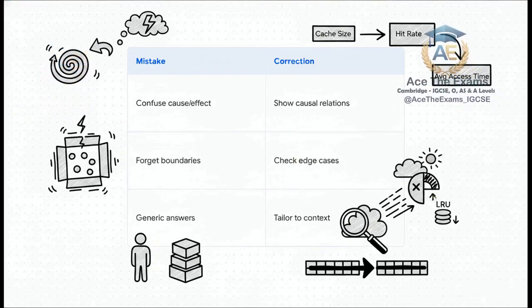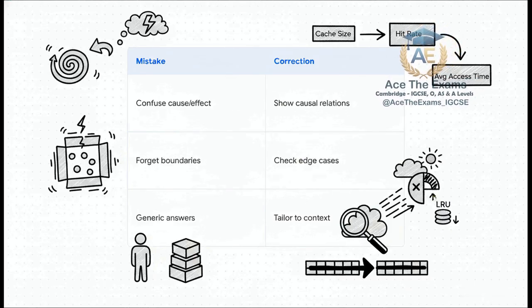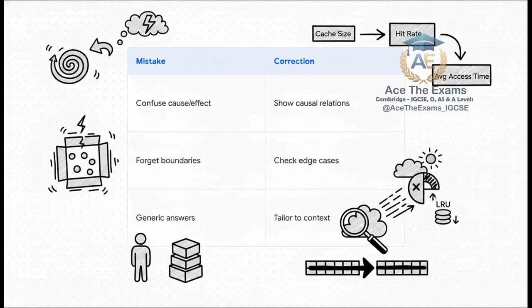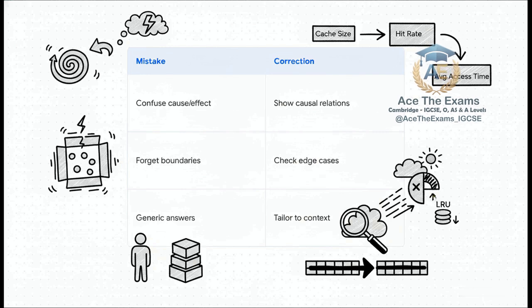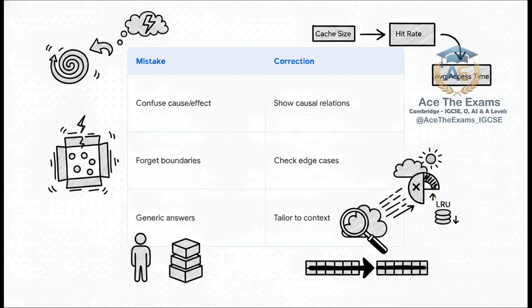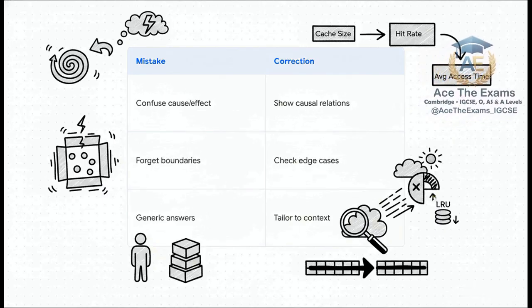Mistake number 1, confusing cause and effect. This happens all the time. A student might write something like, "a high hit rate causes a large cache." No. Stop right there. That's entirely backwards. A larger cache capacity contributes to a higher probability of a hit, which in turn reduces the average memory access time. You absolutely must demonstrate clear, logical, causal relationships.